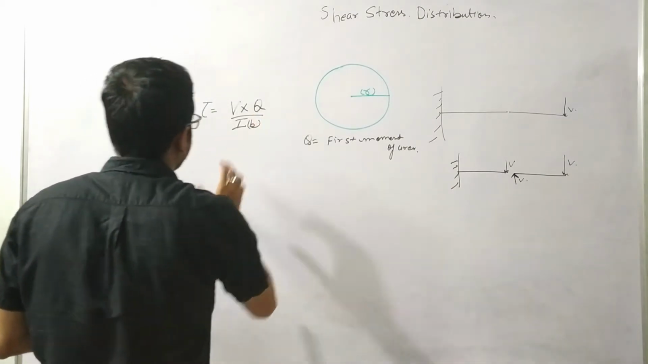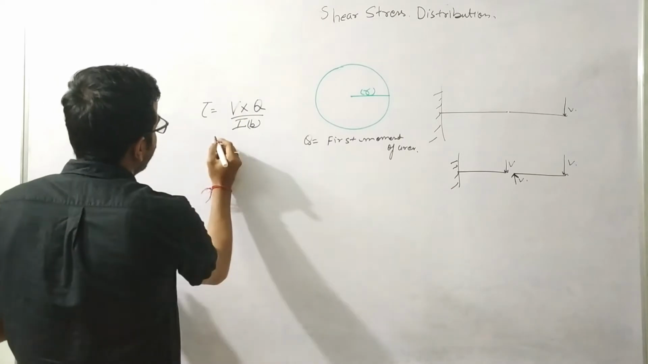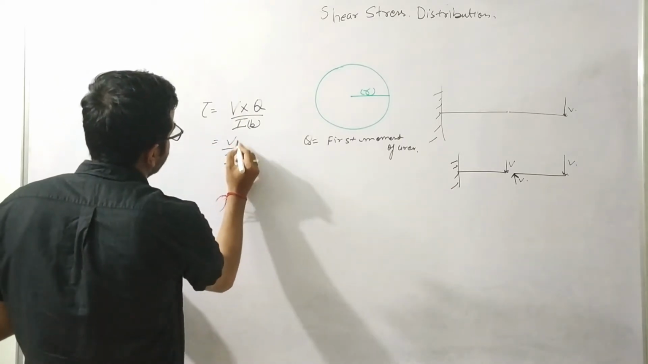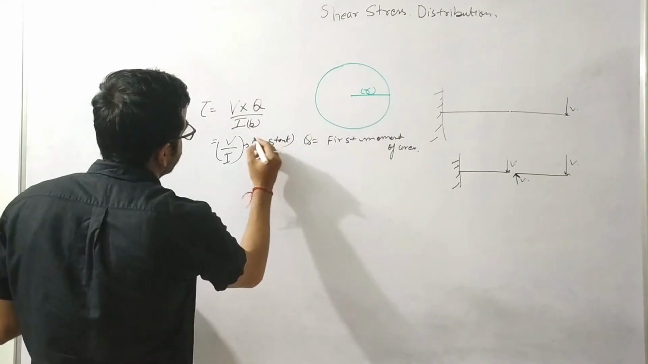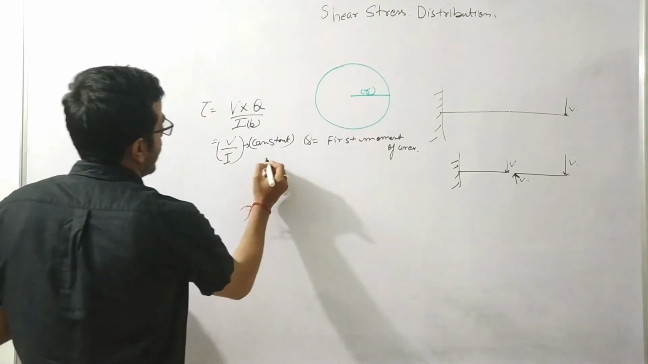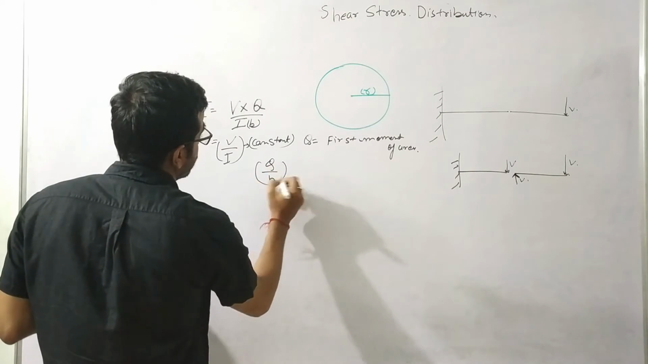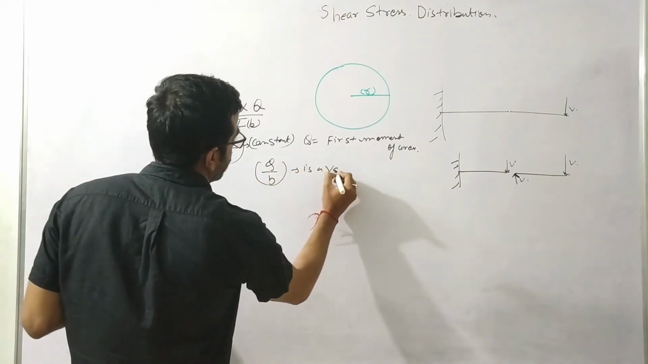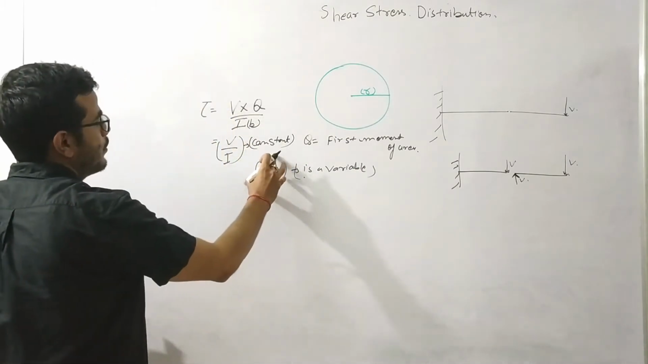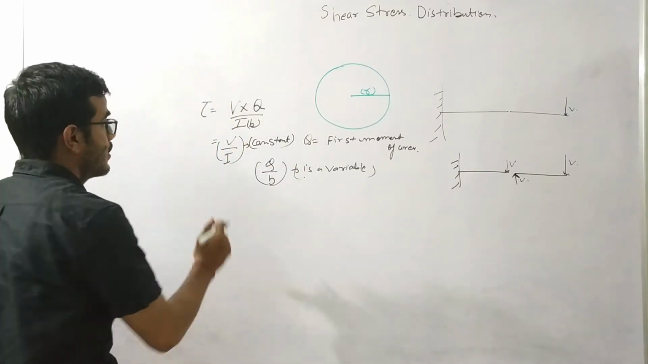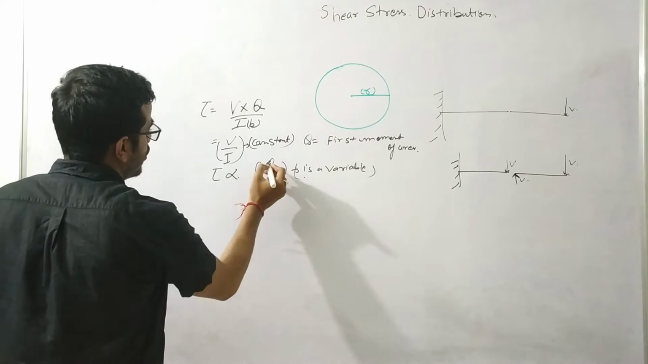Now you can see that V and I will be constant. It is a constant term for a particular section, and Q over B is a variable, because my tau depends upon Q over B. Tau is directly proportional to Q over B.